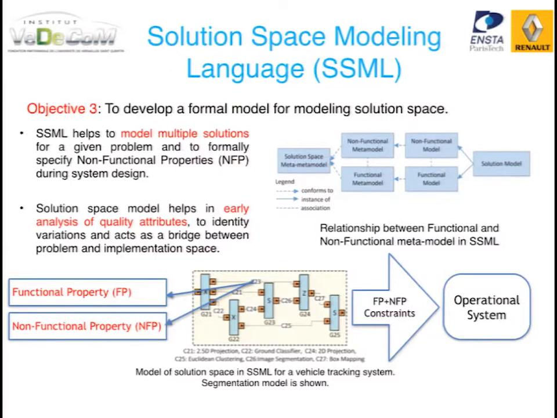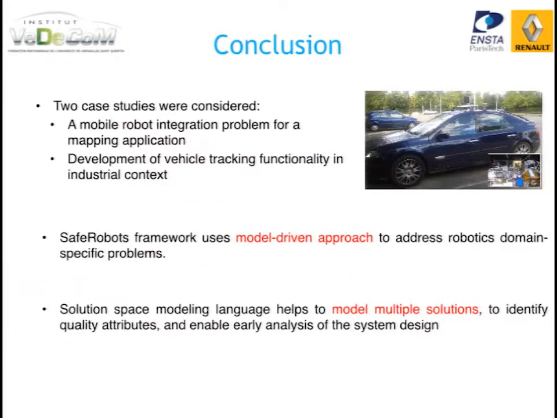So to conclude, we have used 2 case studies. One is a simple mobile robot integration example, another is a vehicle tracking application in an industrial context. Our proposed framework, Safe Robots, raises the level of abstraction at which these robotic systems are designed. The solution space modeling language helps to model multiple solutions to identify the quality attributes and document them in a formal way during the system design process. Also, we have proposed a non-functional meta model to model the non-functional attributes of the system.